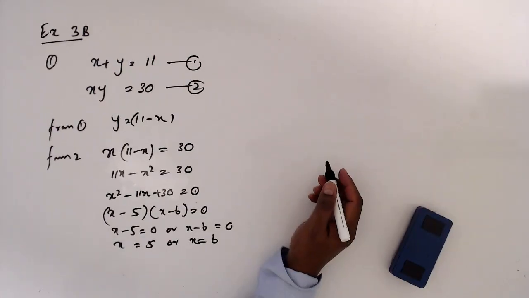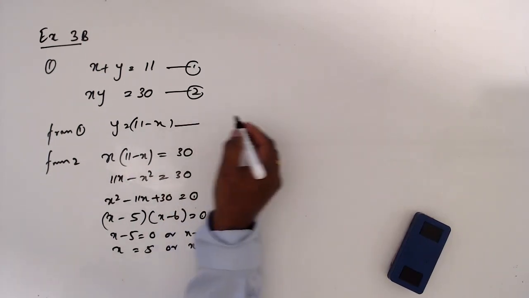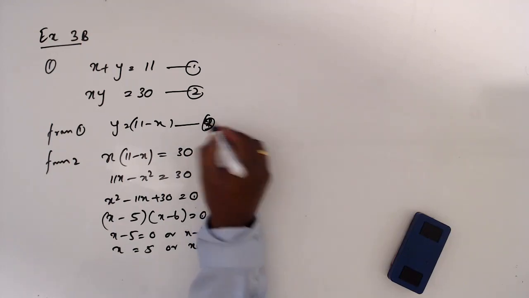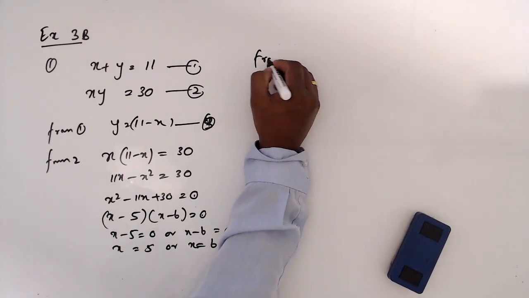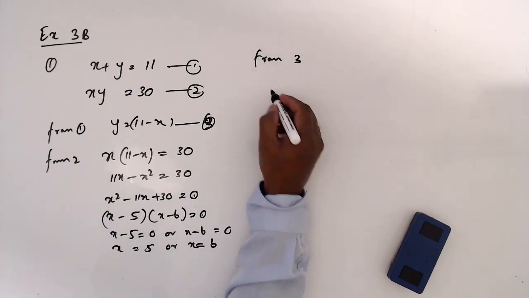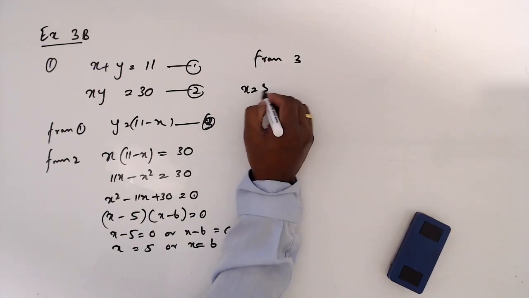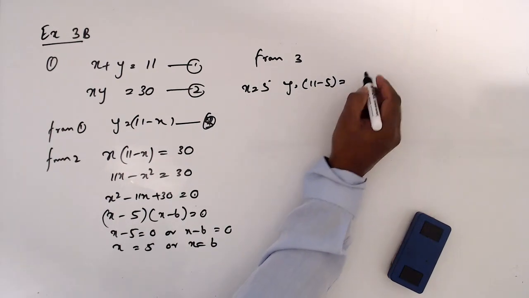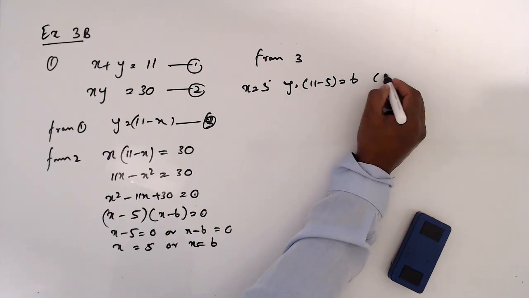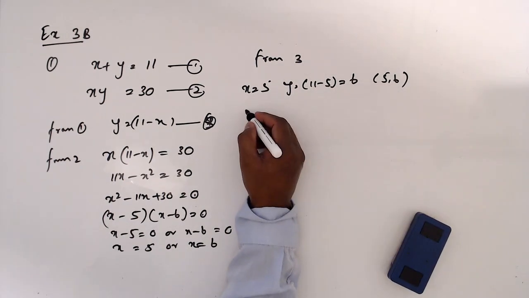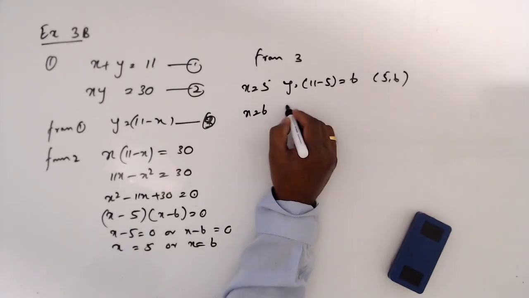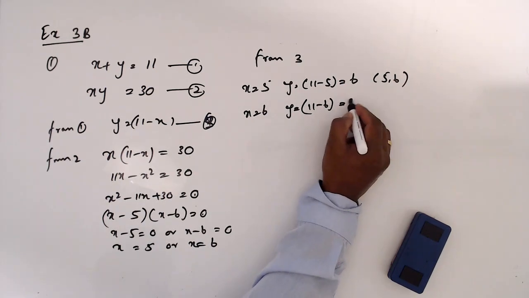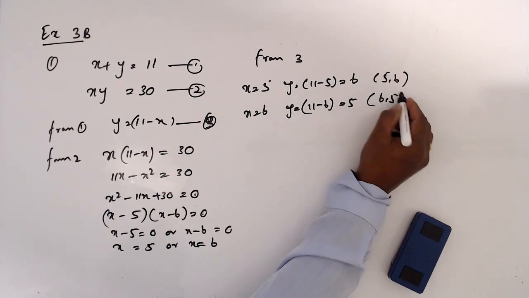Then we'll substitute into this one, equation 3. From 3, when x equals 5, y equals 11 minus 5, which is 6. So that is going to be (5, 6), one coordinate. When x equals 6, y equals 11 minus 6, that is 5. Then the other one is (6, 5).